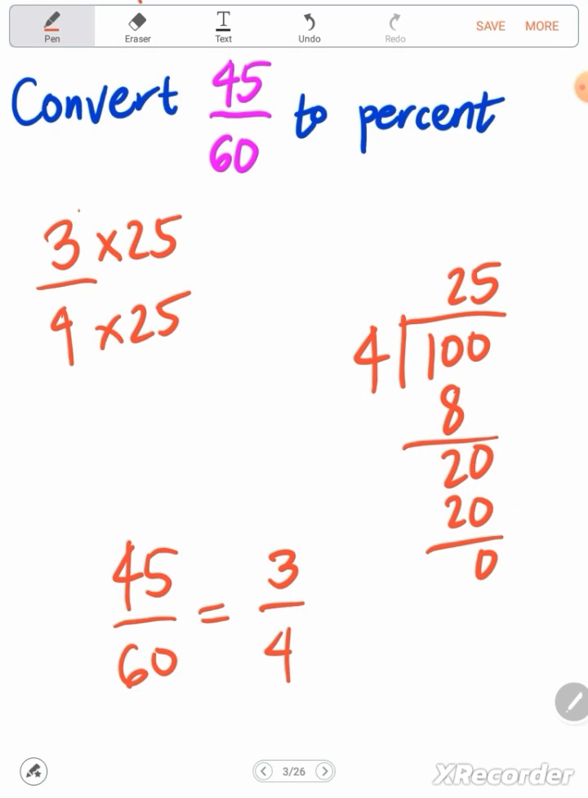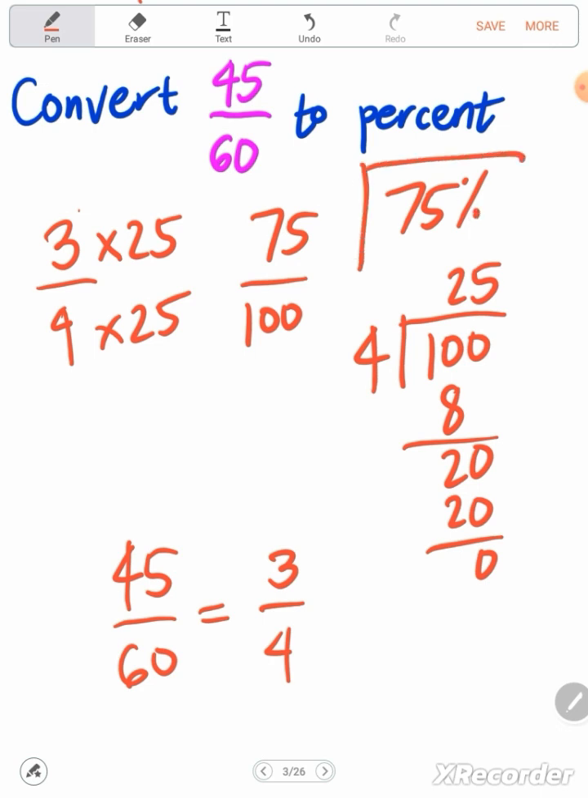And then 3 times 25 is equal to 75. And 4 times 25 is equal to 100. And because the denominator is 100, the numerator will become our percentage. So 75 over 100 is simply 75%, and that is our final answer.